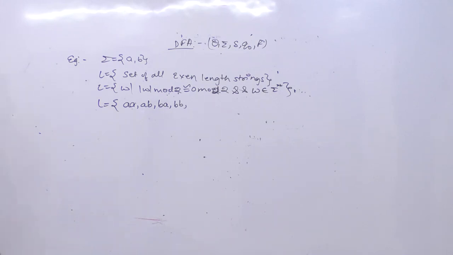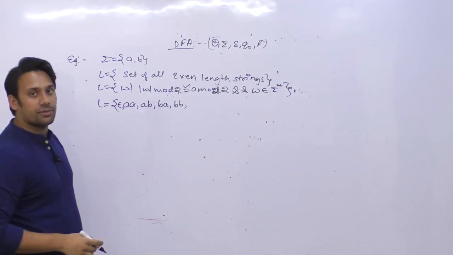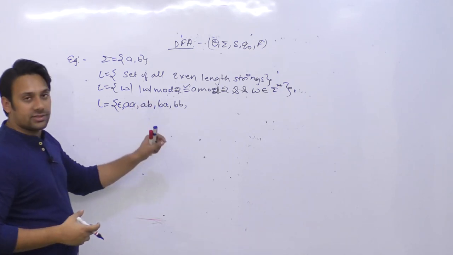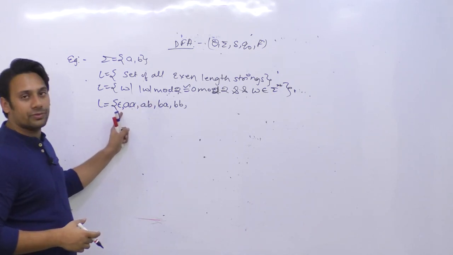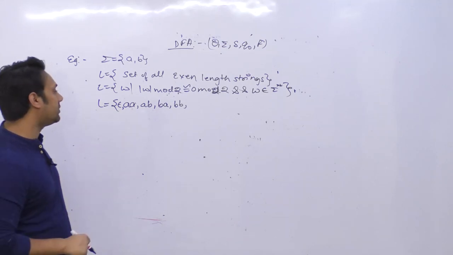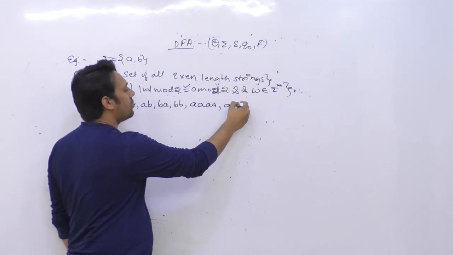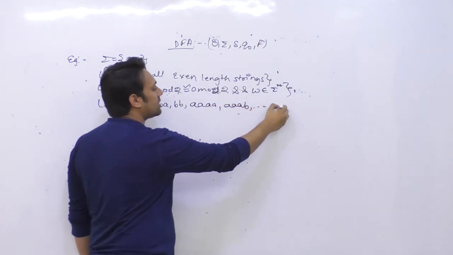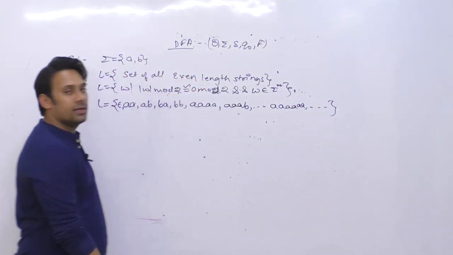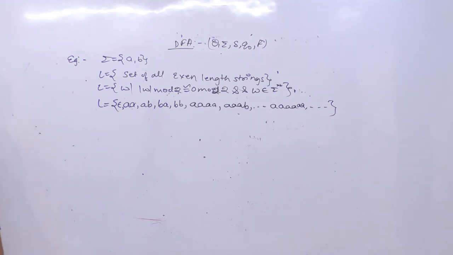Yes, we can have epsilon in this language. So yahan par jo hai epsilon exist karega. Okay, because epsilon is a string of length 0. So when we say it is an even length string, so even length ke andar aapke length 0, length 2, length 4, length 6, length 8, and so on, all these strings will be there. So you can have strings which are of length 4, you can have strings which are of length 6, and so on. Okay, so this language here will contain all the even length strings.